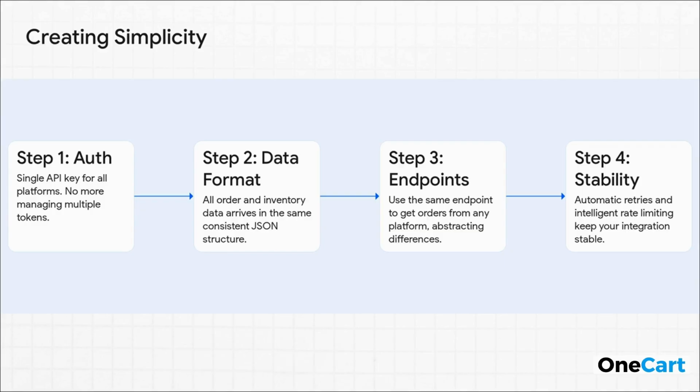And finally, step 4, built-in stability. The system is smart. It automatically retries if there's a network blip, and it manages those tricky rate limits for you. Basically, it handles all the fragile stuff so your code can be clean and stable.